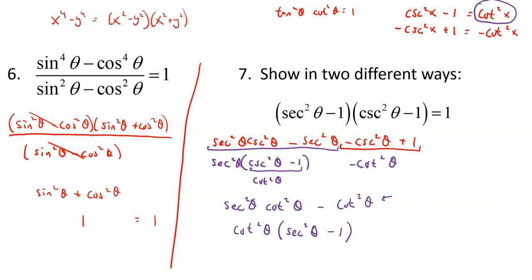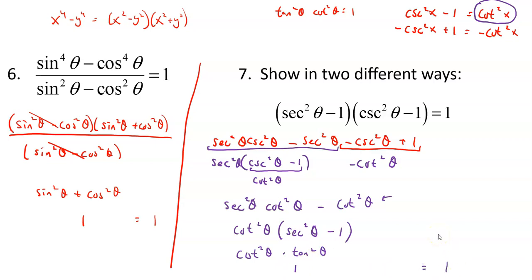Well, if 1 plus tan squared is secant squared, then secant squared minus 1 must be tan squared. So I'm left with a cotan squared theta times tan squared theta, and that's 1 because they're reciprocals of each other. And oh look, it matches the 1 on the other side.